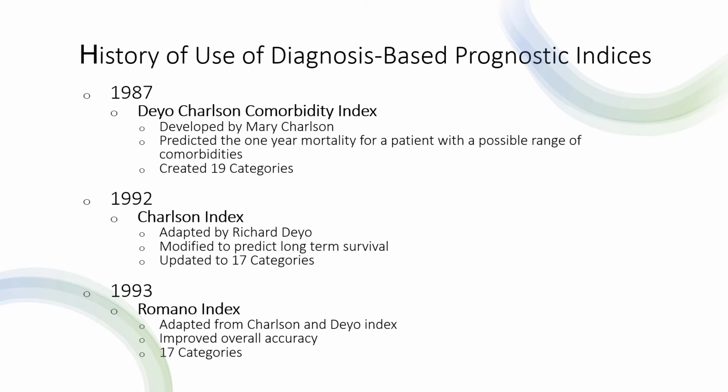In 1992 was the Charlson Index. It was adapted by Richard Deyo, modified to predict long-term survival of patients, and updated to 17 categories. In 1993 was the Romano Index, adapted from the Charlson and Deyo Index, which improved overall accuracy and kept the 17 categories.